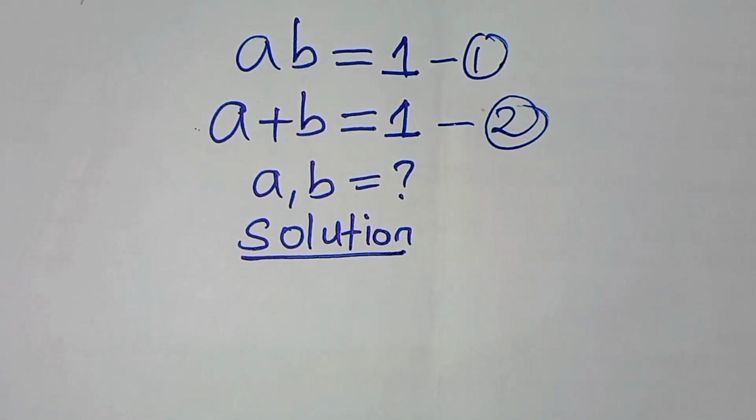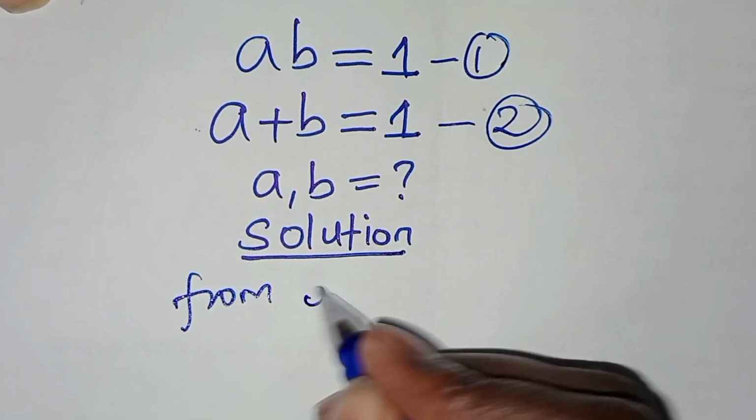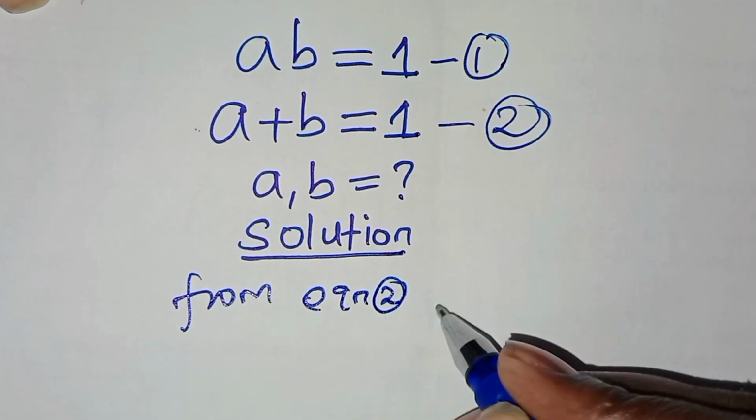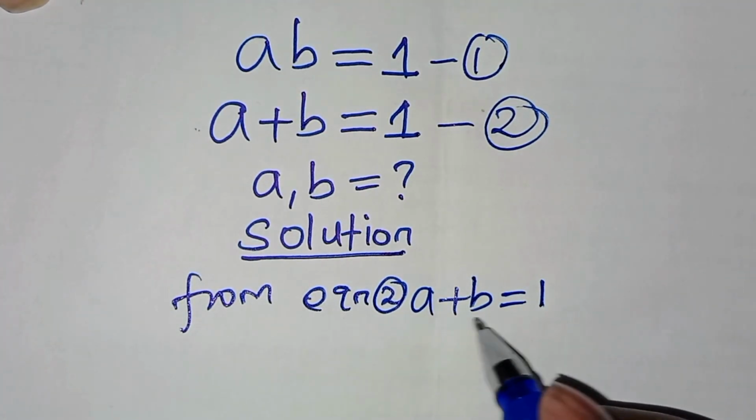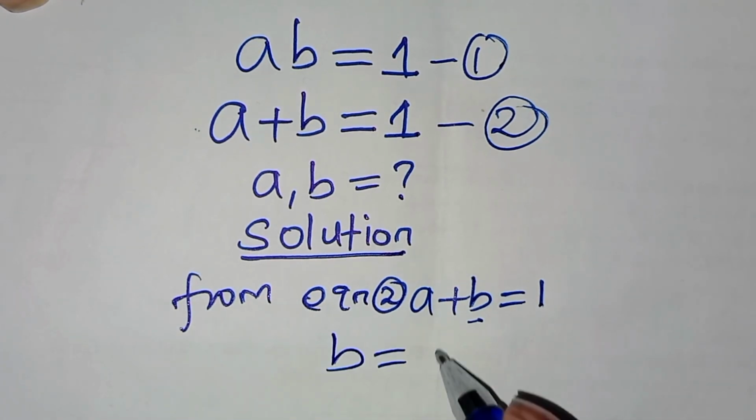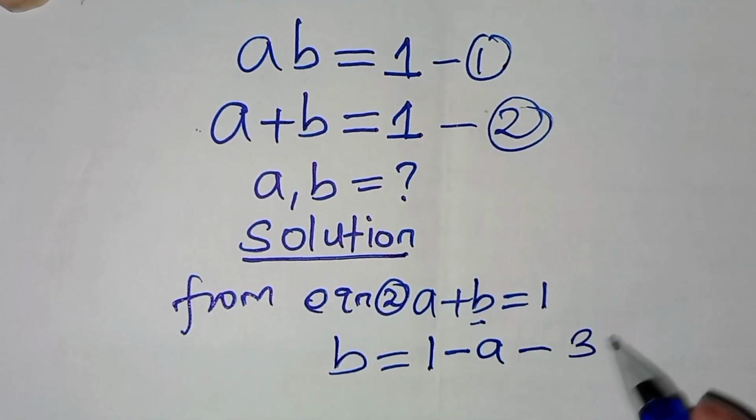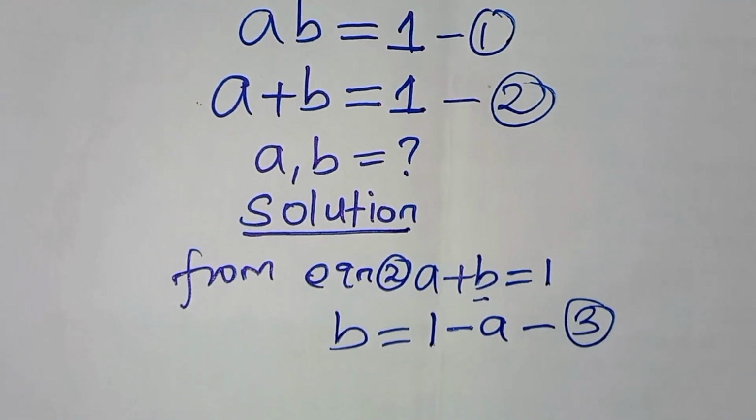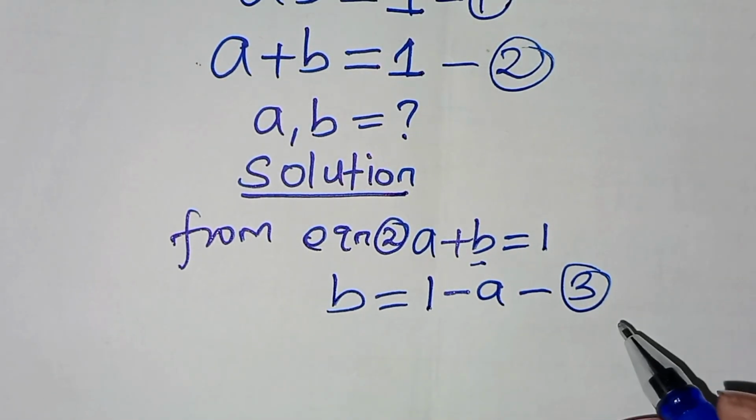Now solution here, from equation 2, which is a plus b equals 1, let's make b the subject of the formula. That is b is equal to 1 subtract a. Let's call this equation 3. Now, let's substitute equation 3 into equation 1.